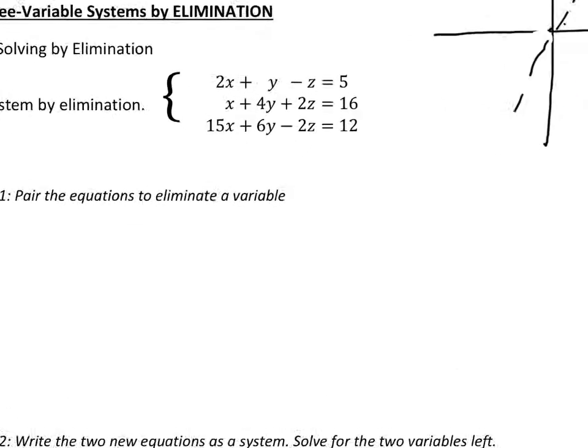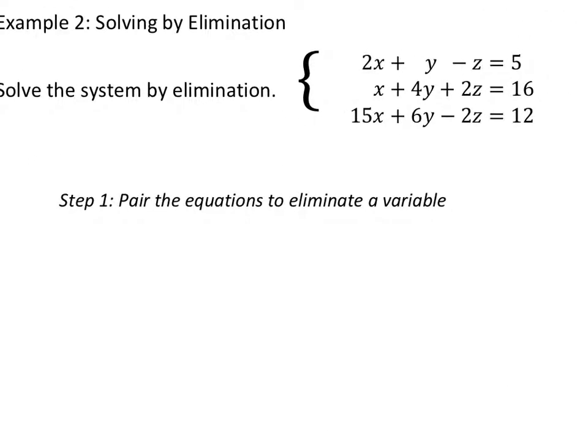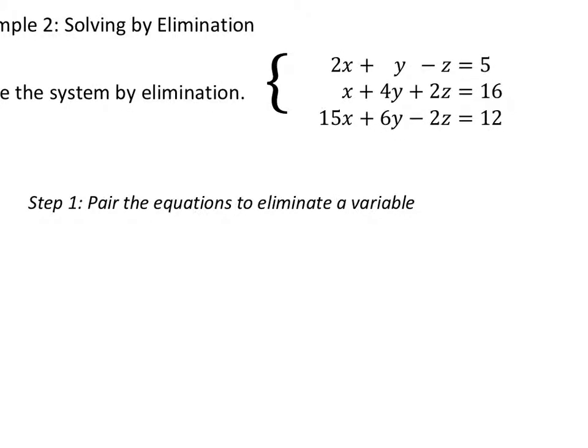So our first step says pair the equations to eliminate a variable. So looking at this, what do you think is going to be the easiest variable to eliminate? The x's, the y's, or the z's? Probably the z's. Why do you say the z's? Because the numbers are already the same or are 1, right? Yeah. Okay, so we're going to get rid of the z's.